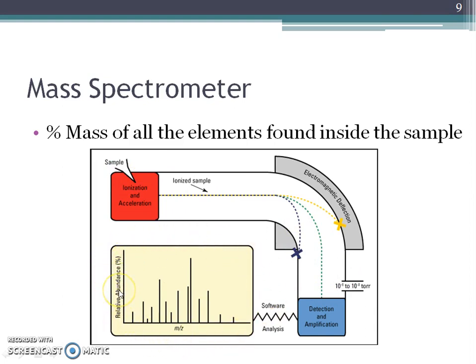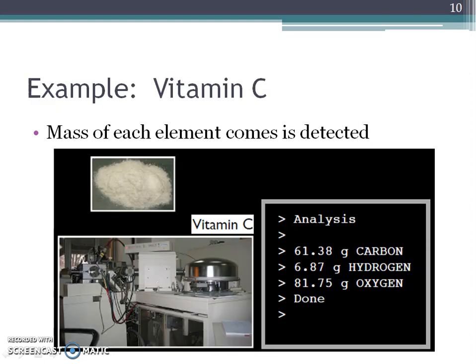Relative abundance, doesn't that sound like isotopes? And here are the masses of those and how much they are. So we're going to talk a little bit more about isotopes and what that really gives us from the mass spectrometer. He also did some examples of something like vitamin C, and he took the mass of each element that is detected as you put this vitamin C through this machine.